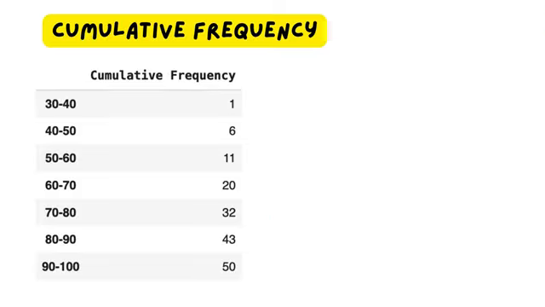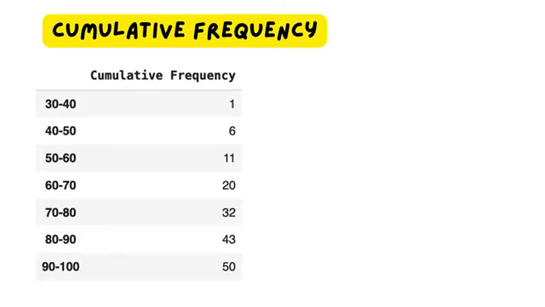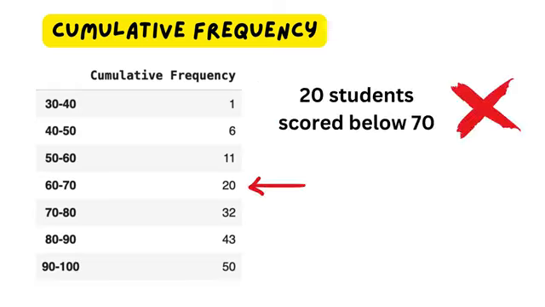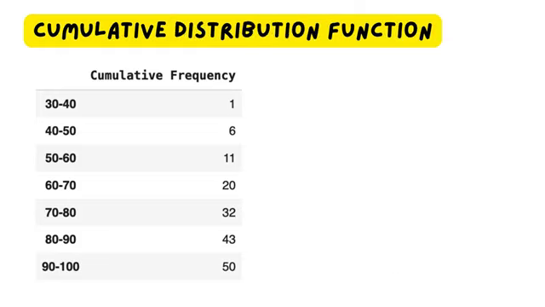If we plot these cumulative totals on a graph, instead of separate bars like in a histogram, we get a smooth increasing curve. This curve shows us the cumulative frequency, how many students have scored below each mark. Now, instead of just knowing how many students scored below a mark, what if we want to express this as a probability? Instead of saying 20 students scored below 70, we might want to say, for example, 40% of students scored below 70. This is where the cumulative distribution function, or CDF in short, comes into the picture.